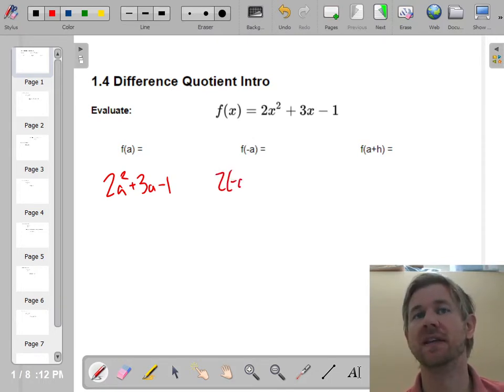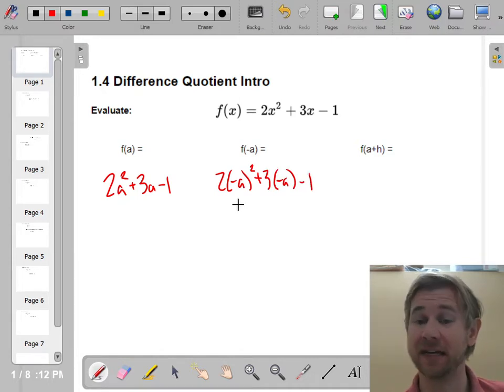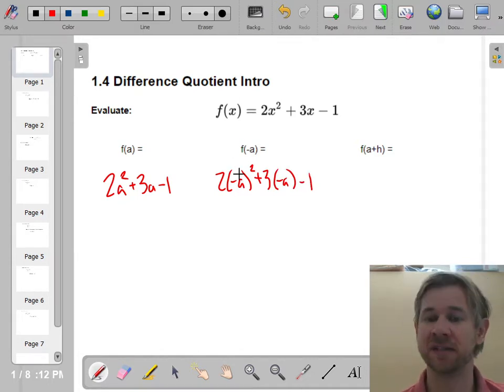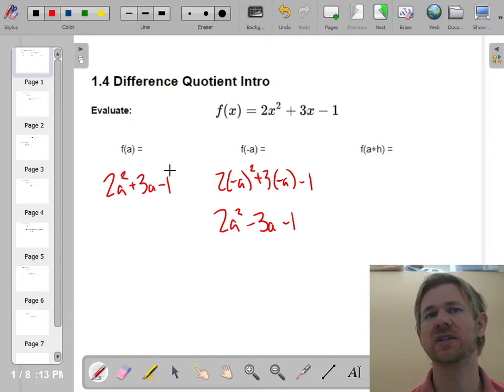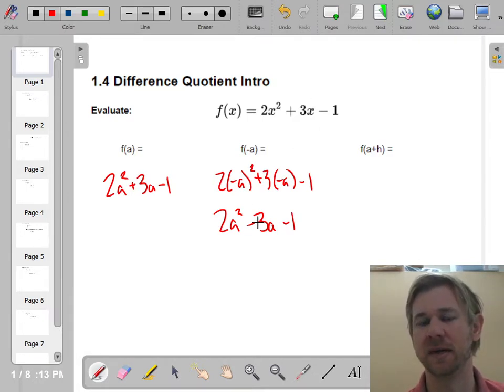2 times negative a squared plus 3 times negative a. What happens here is, if you have a negative times a negative, you're going to get a positive, so this is positive 2a squared. But this will end up being a negative 3a. So you'll see how they change a little bit. When you plug the minus in, this odd degree term ends up being a minus sign now.